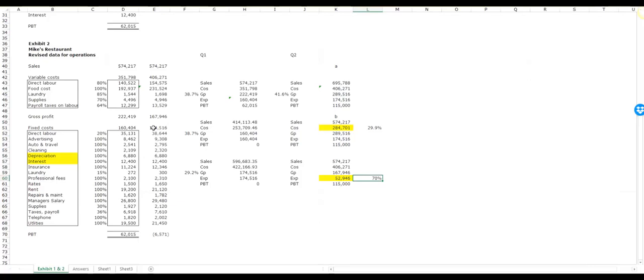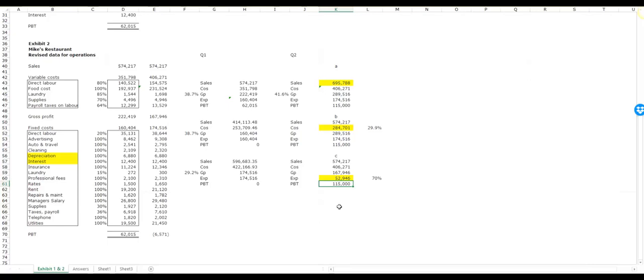So let's step back for a moment. In question A, we increased the price in order to achieve this target. In question B, we reduced the variable costs in order to achieve this profit target. And in question C, we reduced the fixed costs in order to make this profit target. So what we've done here is we've tested each of the variables.